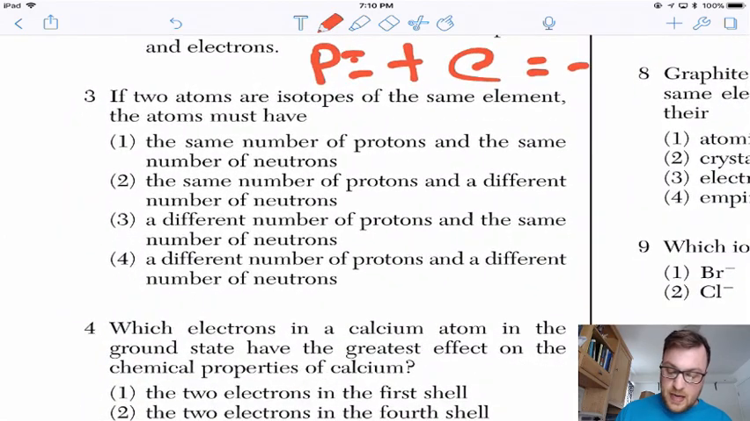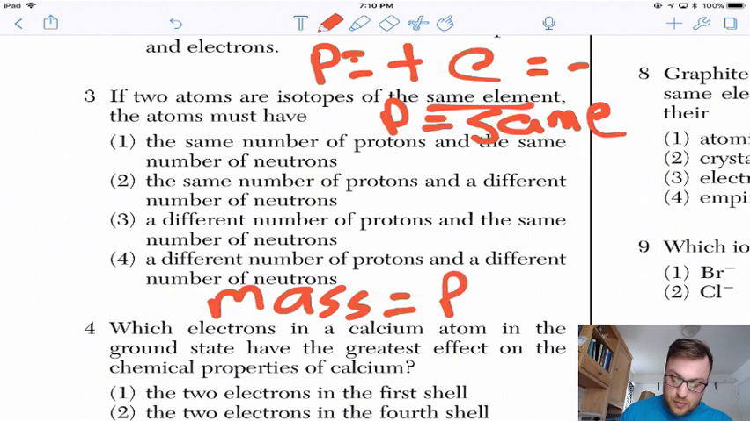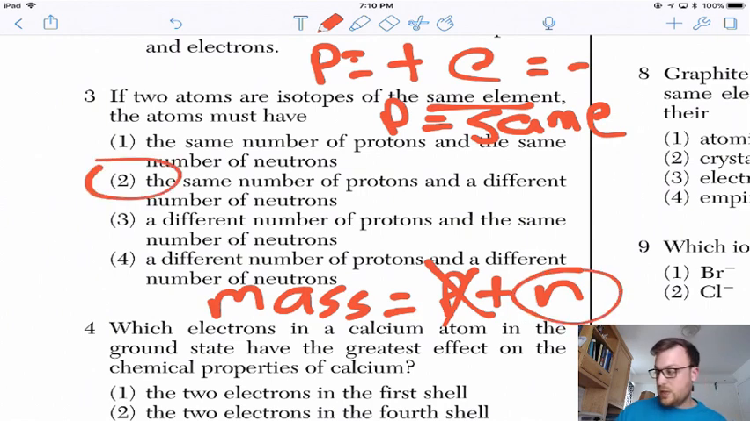Isotopes means same element, which means the protons are the same. Because in order to be the same element, you must have the same atomic number. If you have the same atomic number, you have the same amount of protons. So, protons are the same. What's different in the isotopes is the mass. And since the mass is the protons plus the neutrons, and we already said the protons are staying the same, what must be changing are the neutrons, which was answer choice 2.